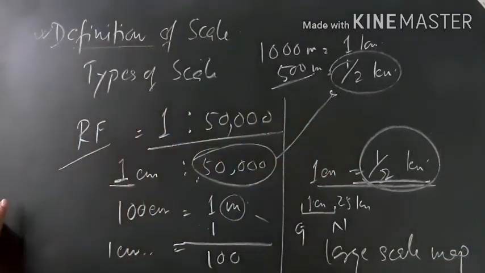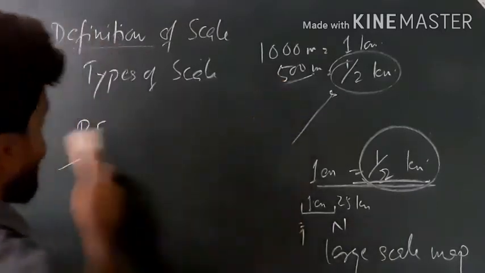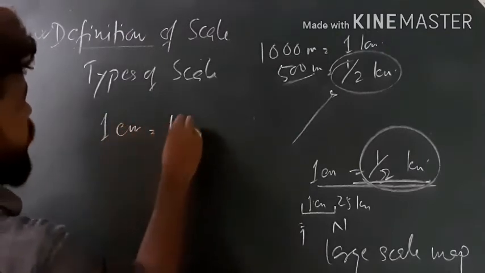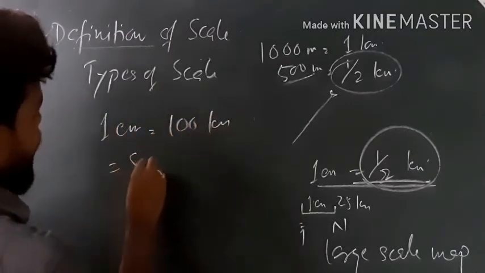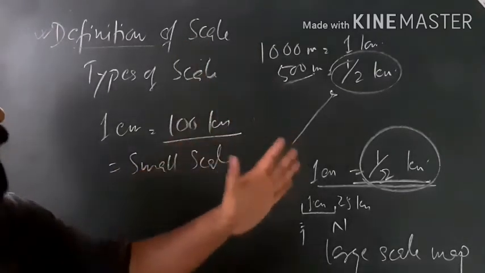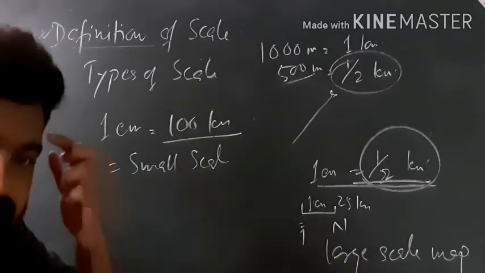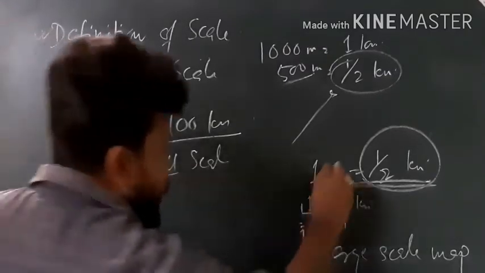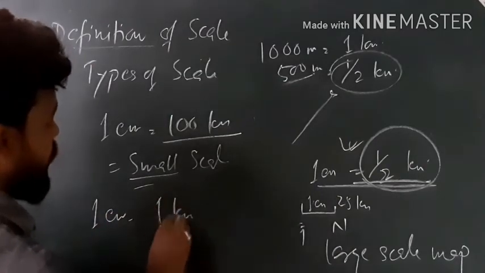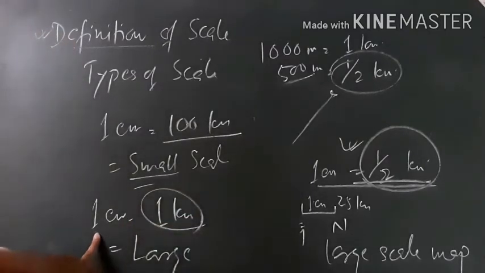But what is a small scale map? Small scale, if 1 centimeter is equal to 100 kilometer, so that is a small scale map, right? Because with 100 kilometer distance, from Guwahati to Nalbari up to Guwahati to Barpeta, so many places we can include in a small piece of paper. That means that is a small scale map compared to this, right? But if 1 centimeter is equal to 1 kilometer or half kilometer, that is a very large scale, because for 1 kilometer distance we have to draw with 1 centimeter.